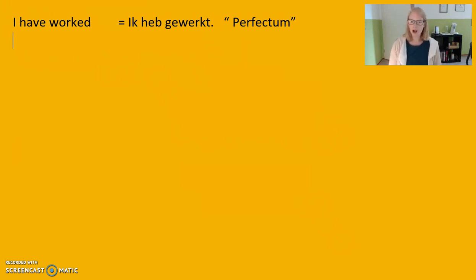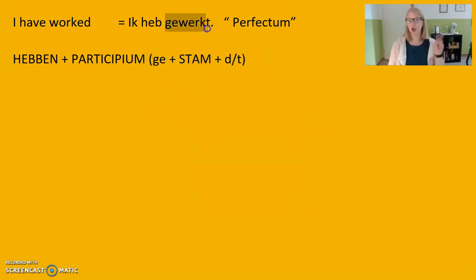Okay, so how do we make this past tense? Well, as you can see, we have in both languages the verb to have, hebben, so we need hebben. And then we need the other verb in the past tense. In English you make it with ed, worked. And in Dutch we make it a little more complex. We make it with ge, with the stam, and either a d or a t. Okay? So this is what we call the participium. So the participium is the ge word. I will also be referring to it as ge word.